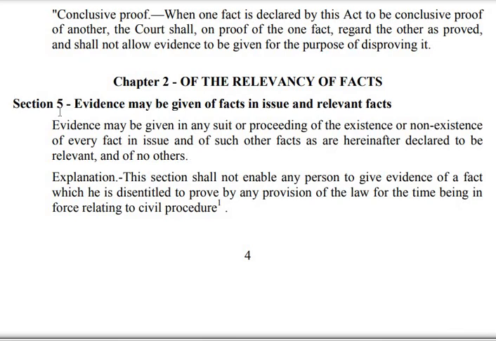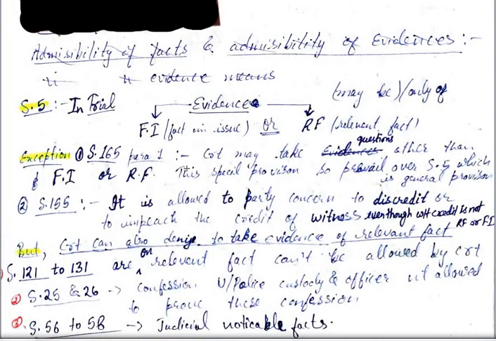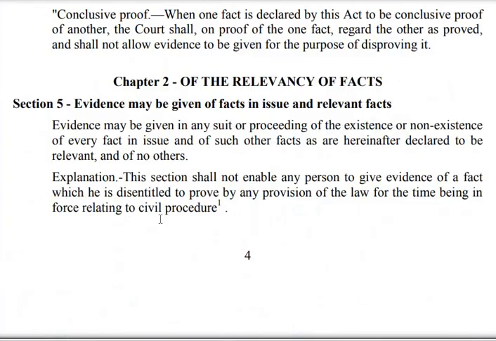And here the word evidence may be given, the word may is written. अब इस वर्ड का क्या मतलब हुआ? They are enabling, the party is enabled, the party may give, क्योंकि पार्टी के पास भी डिस्क्रिशन है कि वो एविडेंस देना चाहे या ना देना चाहे. But if the party wants to give the evidence, if the party wants to prove the evidence, then that should only relate to the facts in issue or the relevant facts, and of no others.